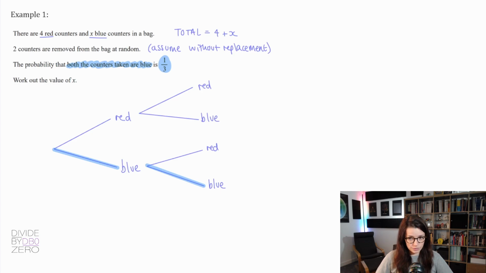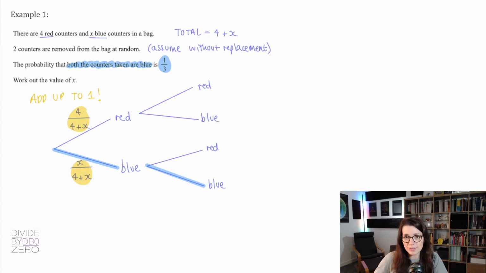For the first counter, the probability that it's going to be red is going to be 4 out of 4 plus X, because there are 4 red counters and 4 plus X counters in total. The probability of selecting a blue counter first will be X over 4 plus X for similar reasons. Remember, on probability tree diagrams, the probabilities on any set of branches always add up to 1. So it's always worth checking that that is the case, especially in these algebraic questions. Let's move on to the second counter.